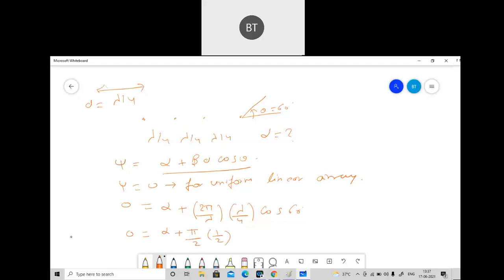If you can see, this lambda will cut, that will become 1 by 2, which will be equal to, so when you will substitute this value, you will get lambda s minus pi by 4. So this is the correct answer which they have asked. So see, based on the formula, we can get the answer very easily.